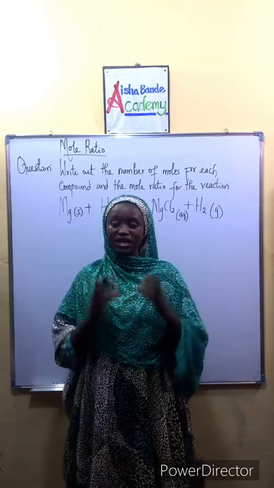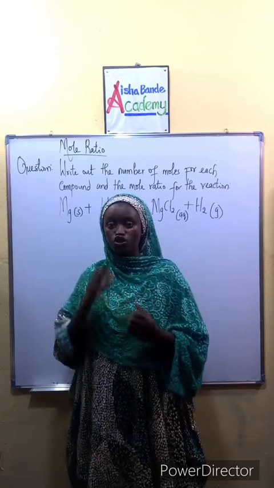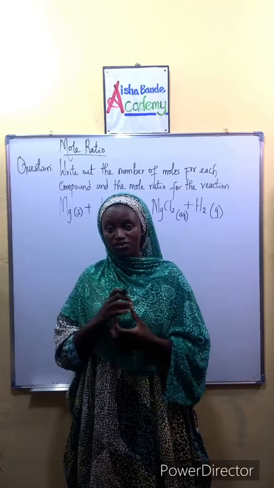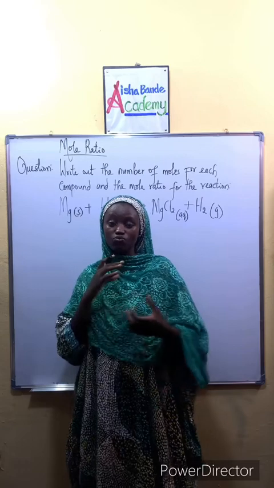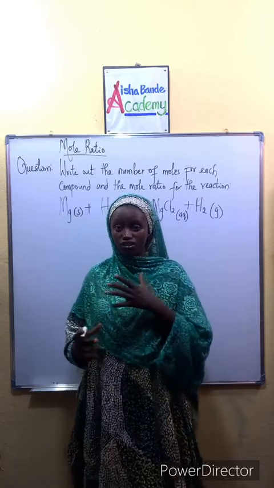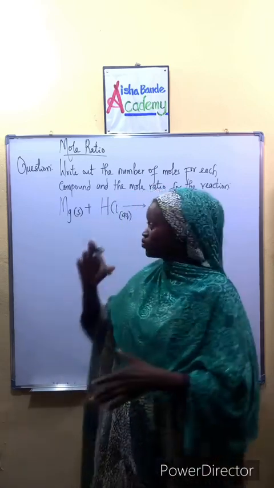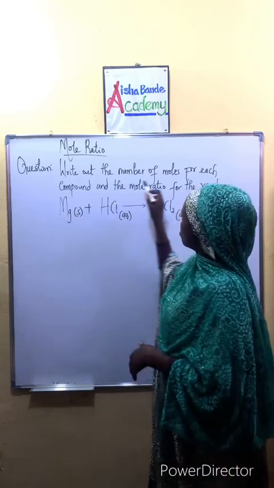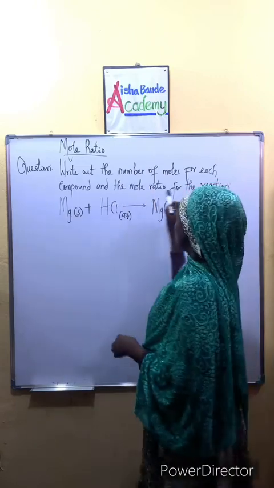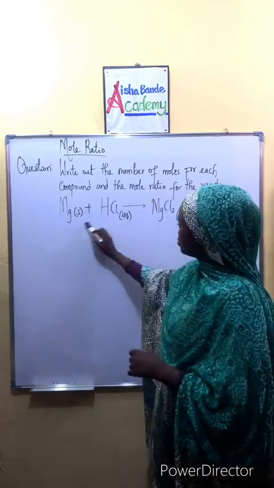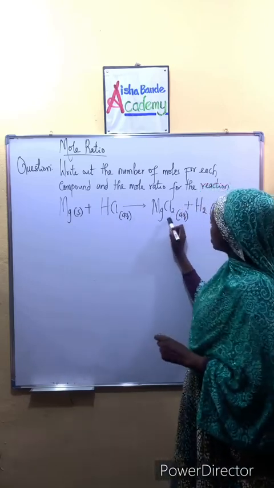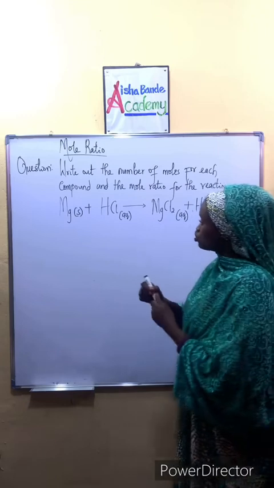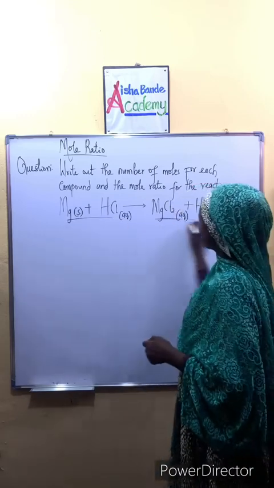So in a balanced chemical equation, the numerical coefficient represents the number of moles in that equation. That means it gives the number of reactants and also the number of products. Now this leads us to the question we have, which says, write out the number of moles for each compound and the mole ratio for the reaction Mg + HCl, which produces MgCl2 + H2. So we have the reactants here, and also these are the products.